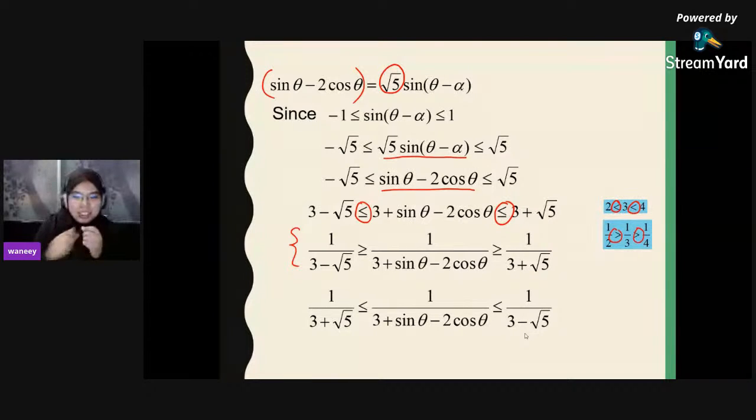Okay, so I think that's it for chapter 7. That means tomorrow at 12, we're going to start with a new chapter called limit and continuity.